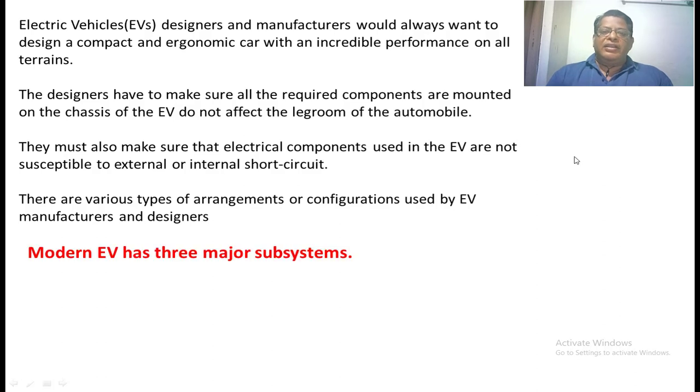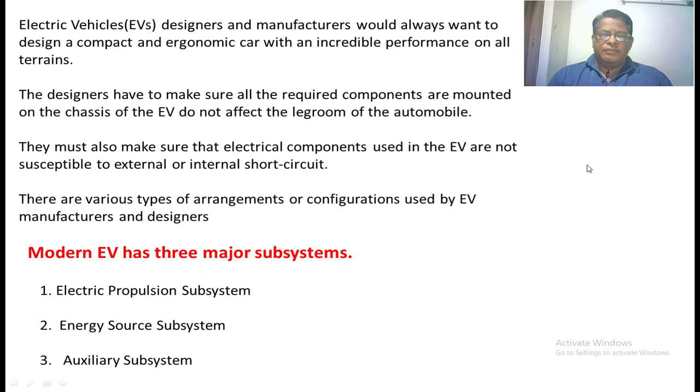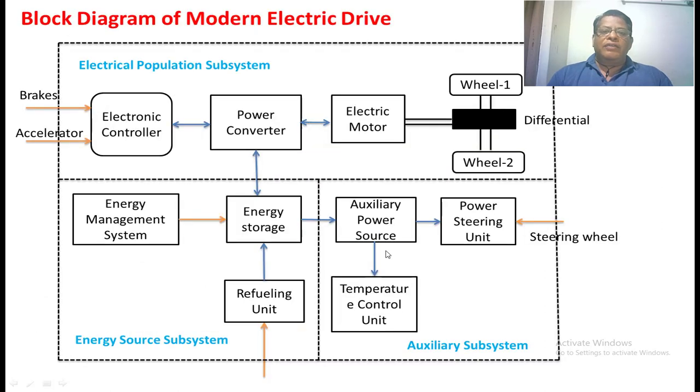The modern electrical vehicle has three subsystems mainly. The first is the electrical propulsion subsystem. The second one is the energy source subsystem. The third one is the auxiliary subsystem. This is the overall block diagram of the electrical vehicle.